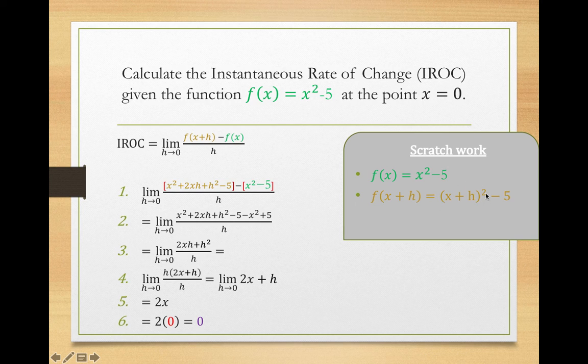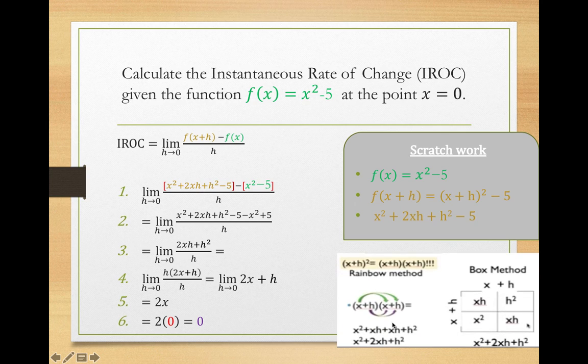Now be careful. Whenever you see a binomial that's being squared, you have to do either the rainbow method or the box method. Using the box method, x plus h squared is the same thing as multiplying x plus h times x plus h. Here we have x times x, which is x squared, x times h, which is xh, and h times h, which is h squared. You add the diagonals up and you get x squared plus 2xh plus h squared. That's exactly what I got as my first three terms. That comes from the box method, and then I bring down that minus 5. The minus 5 is part of your equation, that's why we have to bring it down.